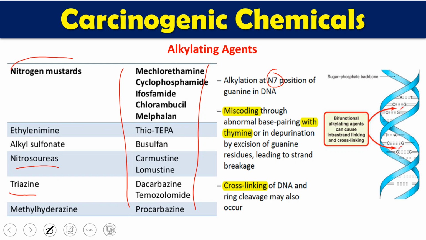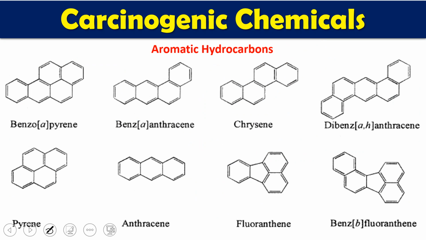Whenever this guanine is alkylated, it is going to miscode through abnormal base pairing with thymine. Normal guanine pairs with cytosine, but whenever this guanine is methylated or alkylated, it is going to pair with thymine. So mispairing is going to happen, and ultimately this is going to affect protein formation. This is also going to cause cross-linking of the DNA. As you can see here, guanine to guanine cross-linking is there. This cross-linking also affects the DNA replication process.